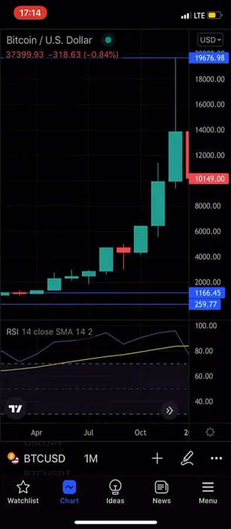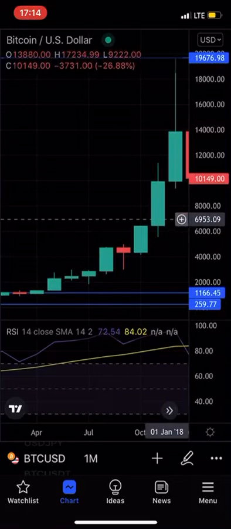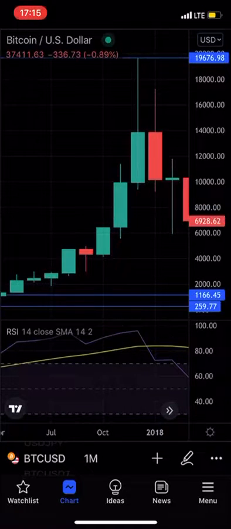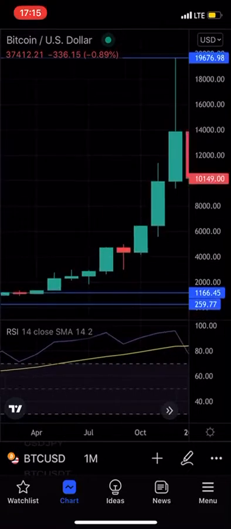So it continued upwards, and the RSI actually peaked at 96 again. What do we say, guys? The first time in April 2013, the next one in November 2013, and this one in December 2017. The RSI peaked at 96 again. That is a very good indicator, as you can see.